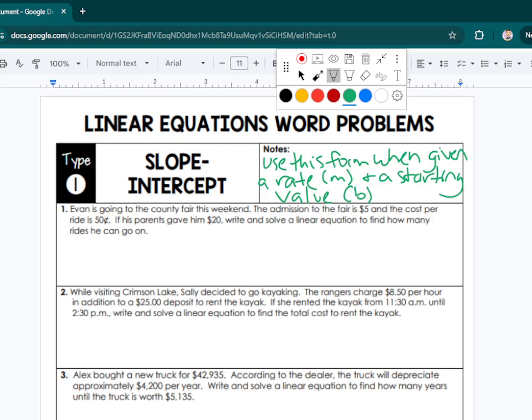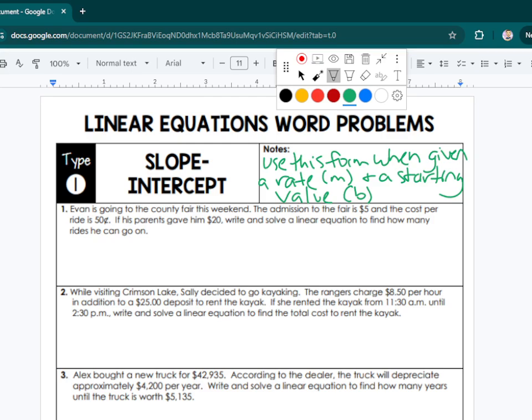So we use slope-intercept form y equals mx plus b when we're given a rate, an m, and a b, a starting value. So we've got Evan is going to the country fair this weekend. The admission to the fair is $5, and the cost per ride is 50 cents. His parents gave him $20, so we want to write and solve a linear equation to find out how many rides he can go on.